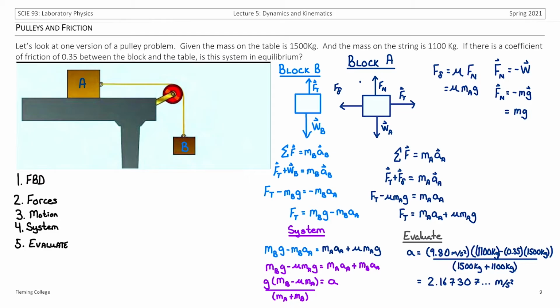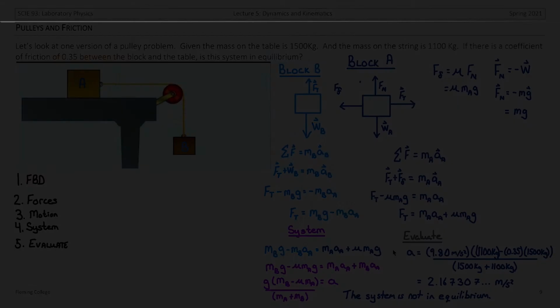You need to be careful though, because if you get confused about where you apply that negative sign and try to say that B accelerates up or A accelerates left, this is not possible. The weight of B is the motivating force in this problem, and the friction on A only serves to reduce the amount of acceleration possible. So to answer our question, the system is not in equilibrium.